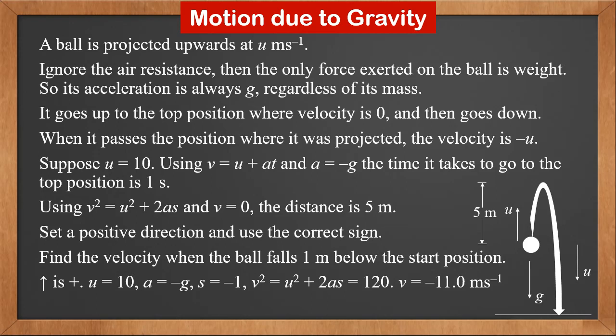Using v squared equals u squared plus 2as, we get v squared as 120. We know v points downwards, therefore, v is minus 11.0 meters per second. Be sure to put the correct sign for each value.